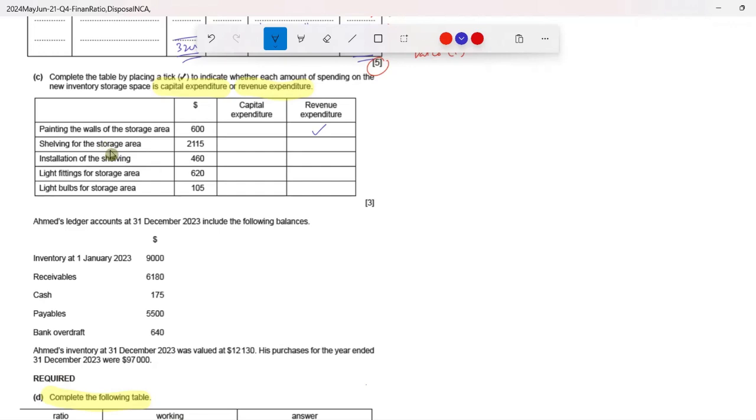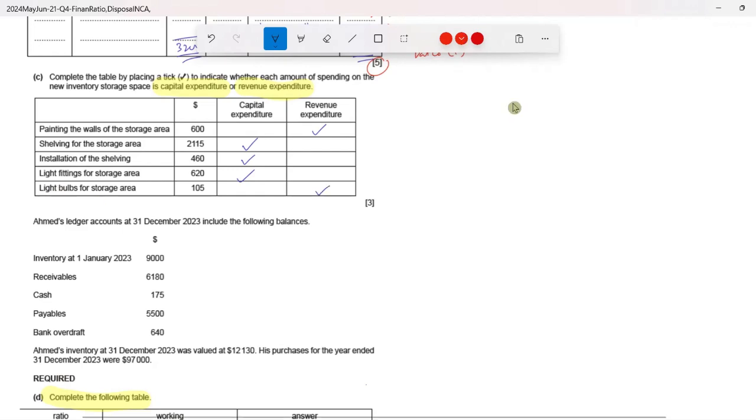Shelving for the storage area is considered a capital expenditure, part of furniture and fittings, right? Installation of the shelving, this is capital expenditure. So it's the first time installing a certain structure, it's a capital expenditure. Light fittings for the storage area is a capital expenditure. This will be about the wiring. Light bulbs will be considered as a revenue expenditure.